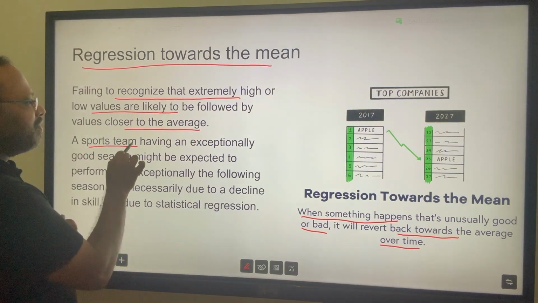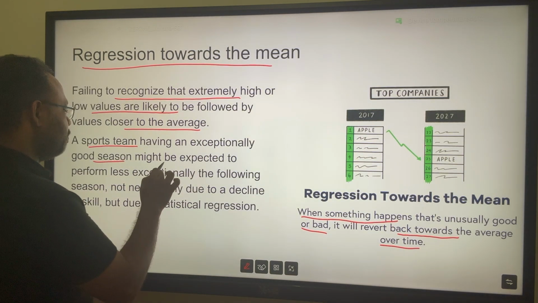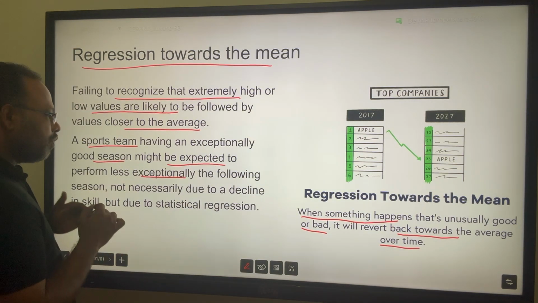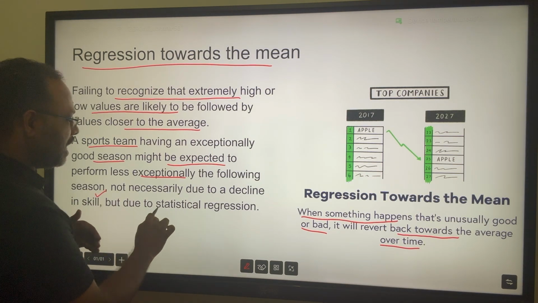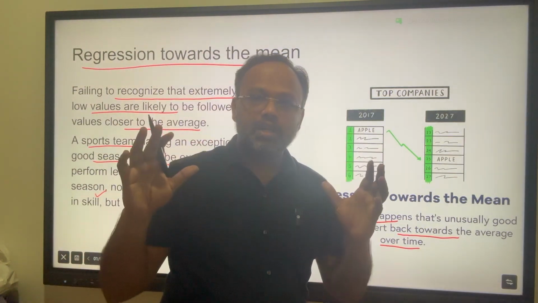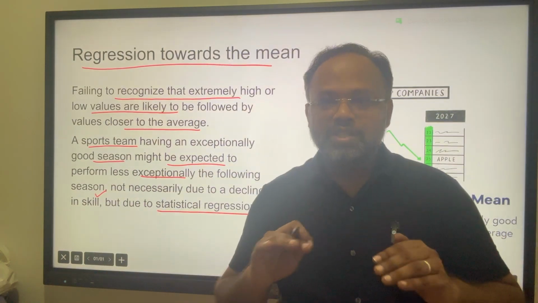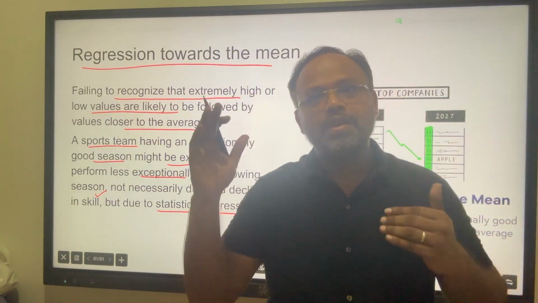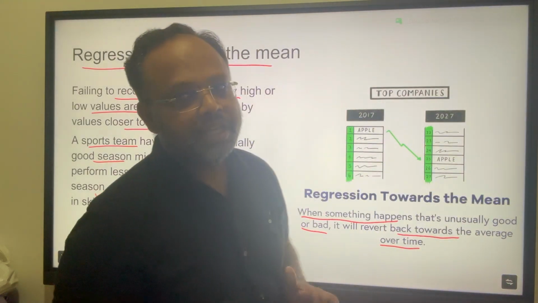A sports team having an exceptionally good performance in a season might be expected to perform less exceptionally in the following season, not necessarily due to a decline in skill, but due to statistical regression. If a sports team has performed very well in the previous season, our normal expectation for the next season will be towards the average, not towards the same performance as in the past. So this fallacy is called regression towards the mean.